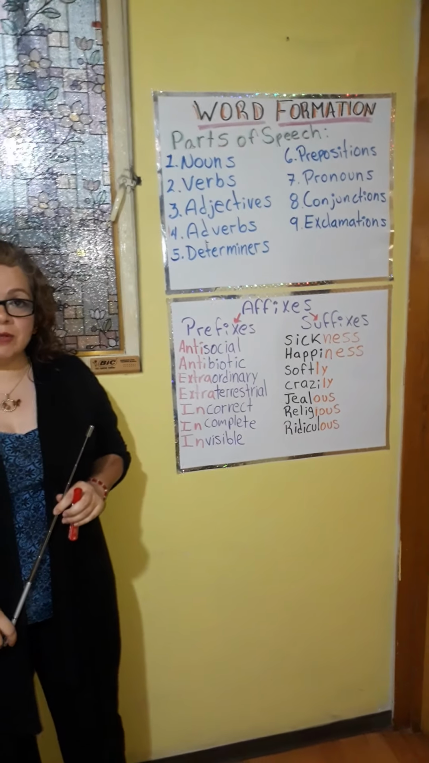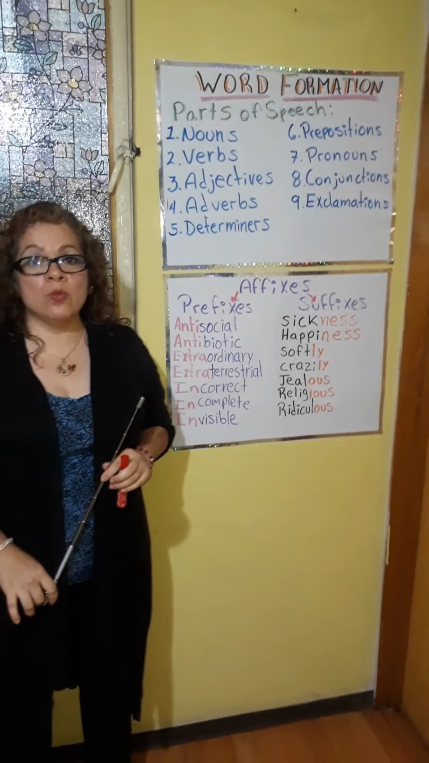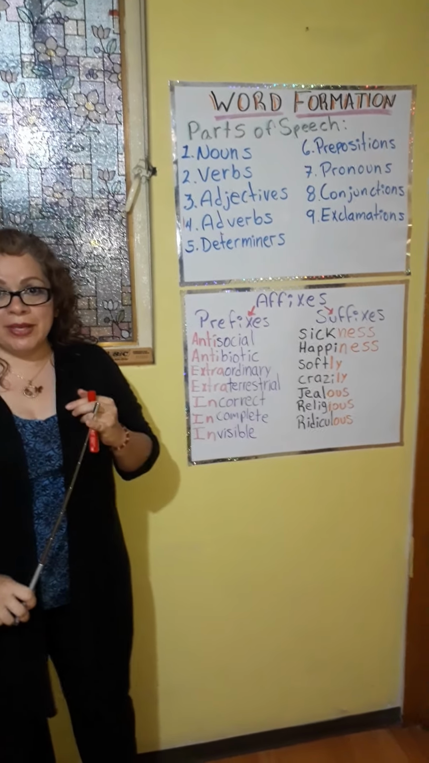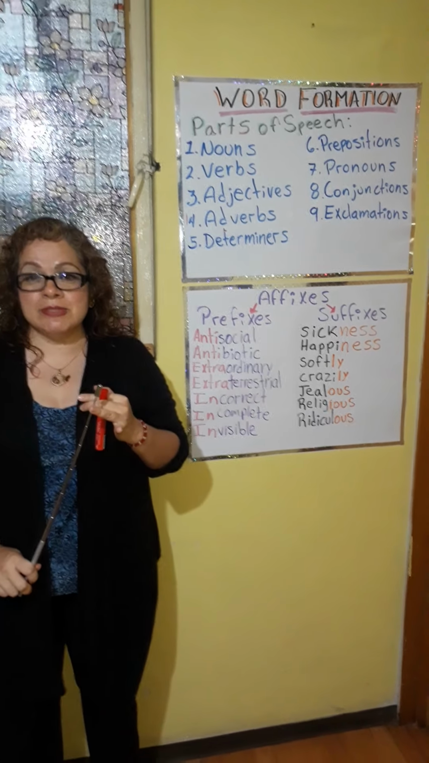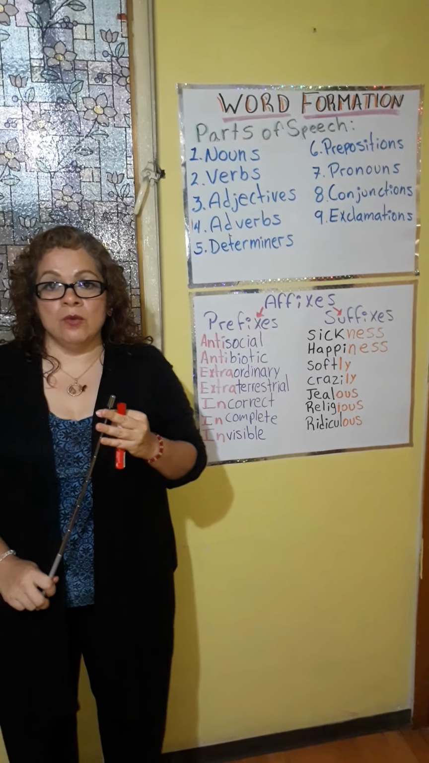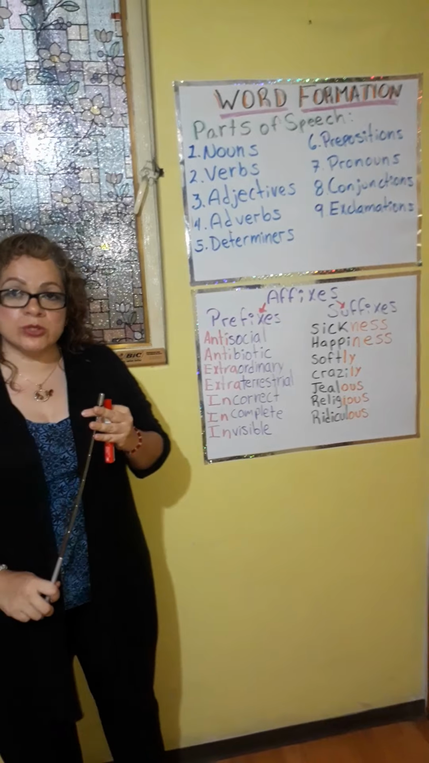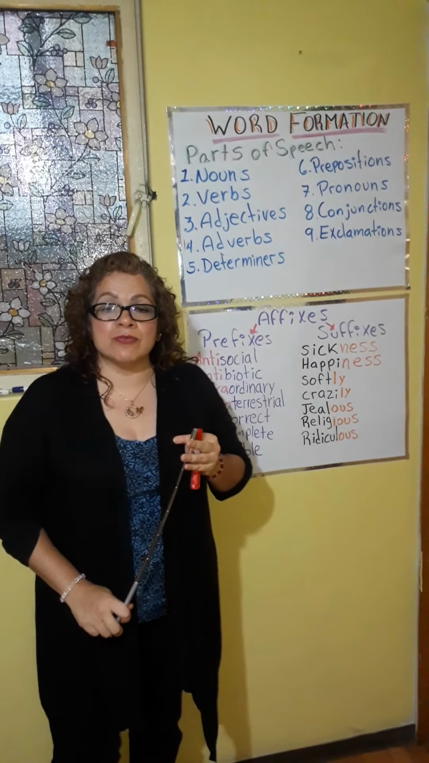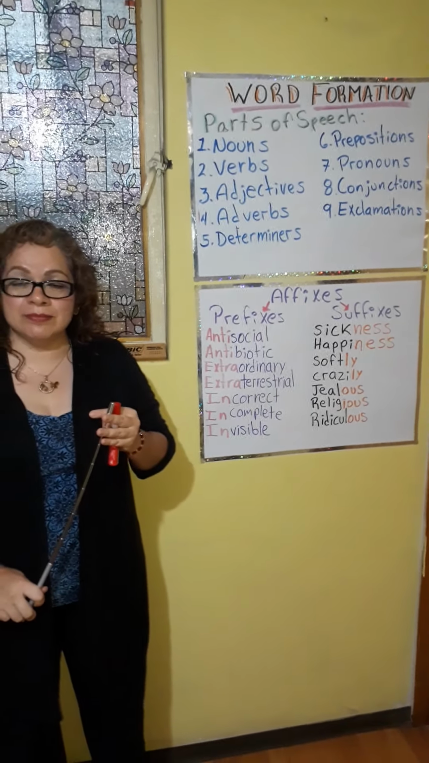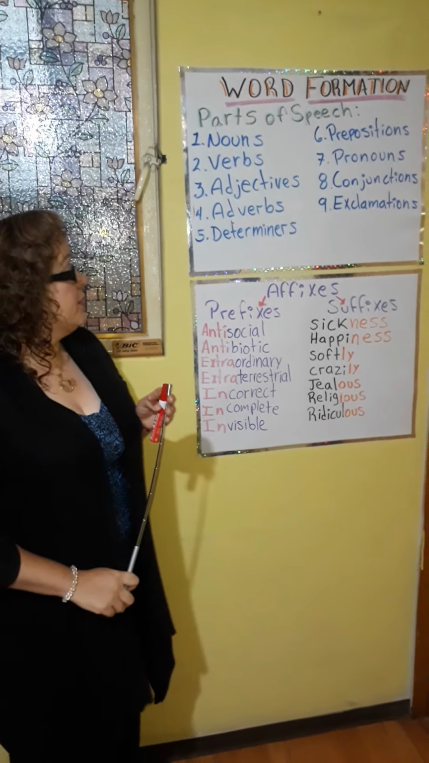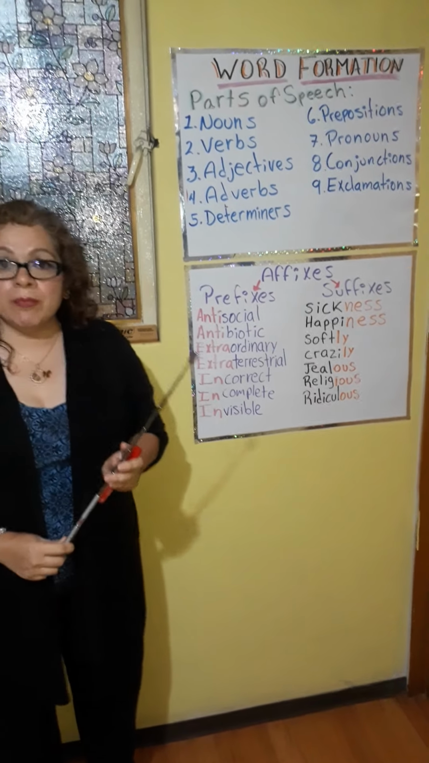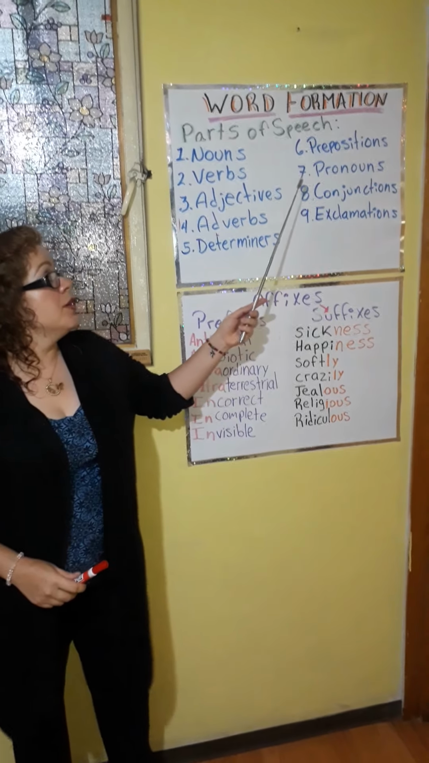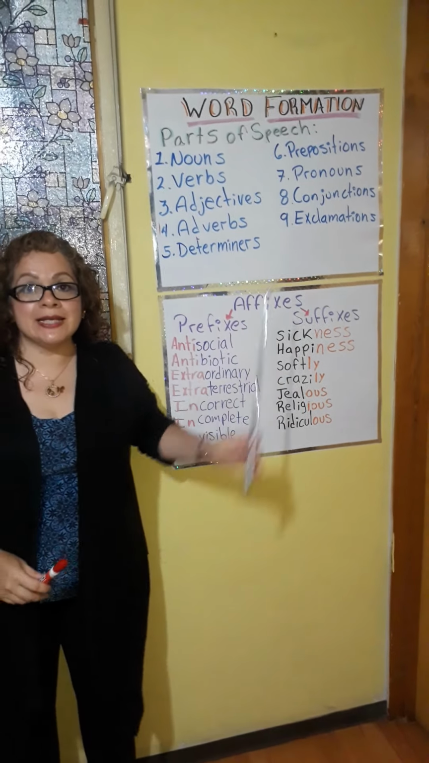Then we have adverbs. When do we use adverbs? We use adverbs to describe or modify verbs, adjectives, or other adverbs. We have different kinds of adverbs also. We have, for example, frequency adverbs, adverbs of manner, adverbs of time, etc. Okay, then the rest of the parts of speech are determiners, prepositions, pronouns, conjunctions, and exclamations.